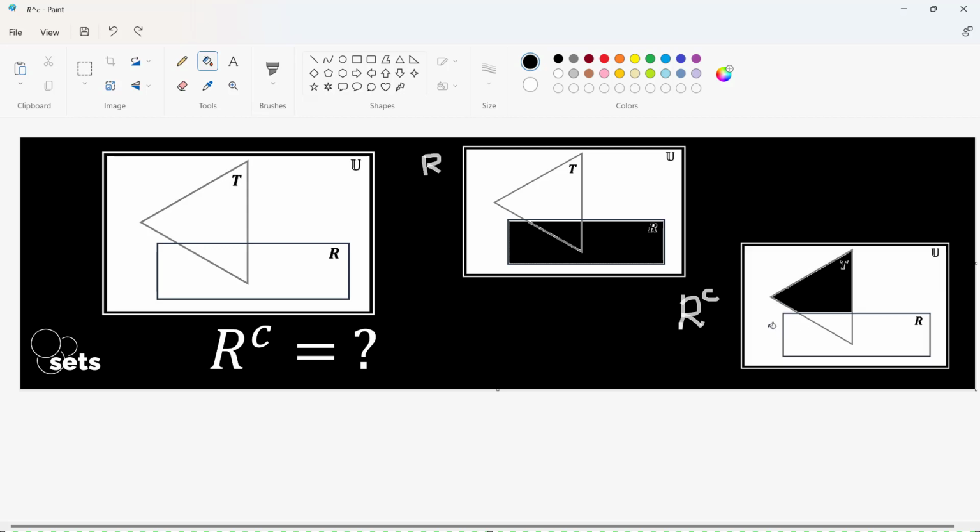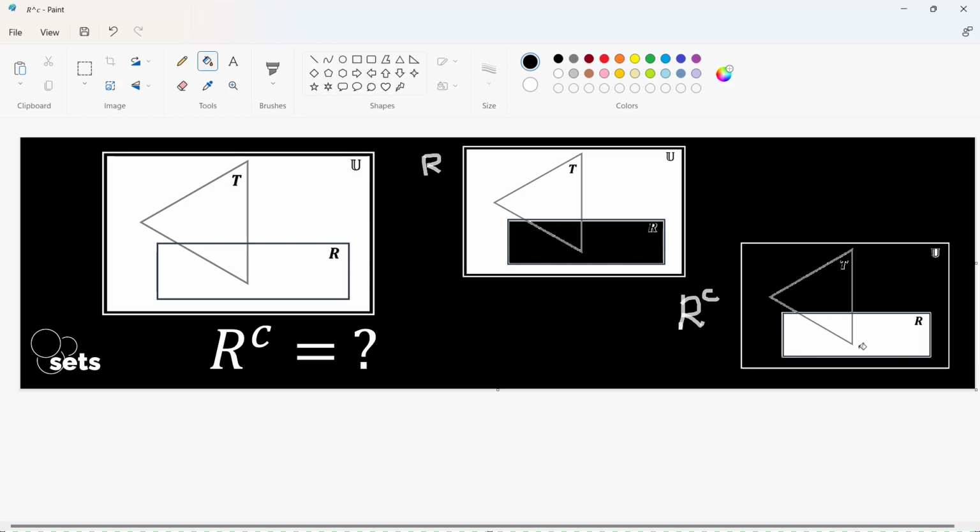Again, when you notice this one here, we shaded this set T because it's outside the rectangle R, and all of this outside here is also outside rectangle R, but still inside the universal set. So we shade that. Looking at the two, we can see that the R complement is the reverse, or what completes our R under the universal set. So this is the answer for our R complement.